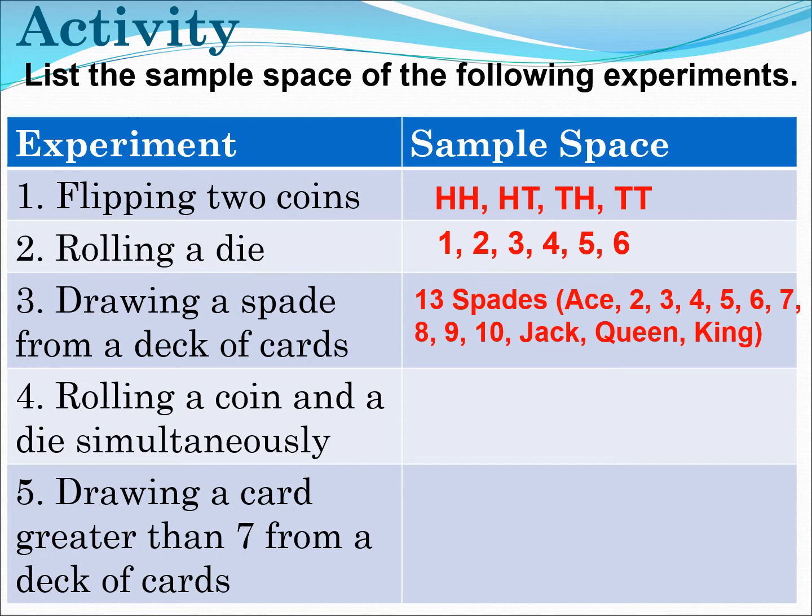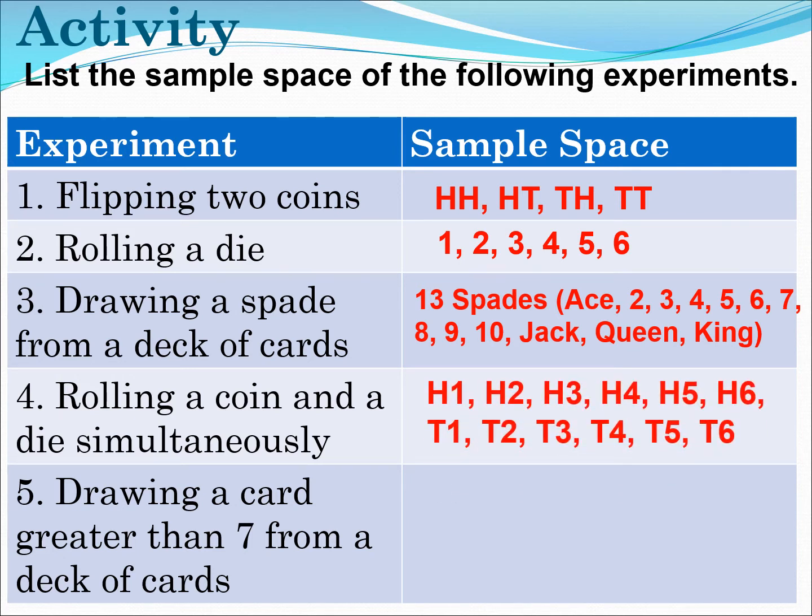And next, let's have another experiment, rolling a coin and a die simultaneously. So we roll a coin and a die at the same time. What are the sample spaces? We have head 1, head 2, head 3, head 4, head 5, head 6, tail 1, tail 2, tail 3, tail 4, tail 5, and tail 6.